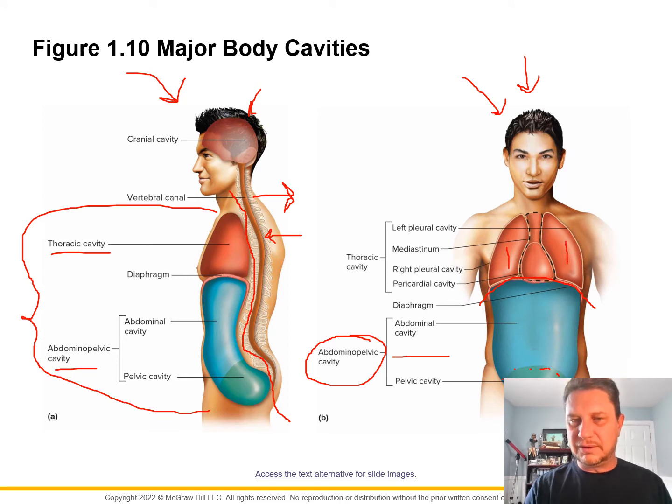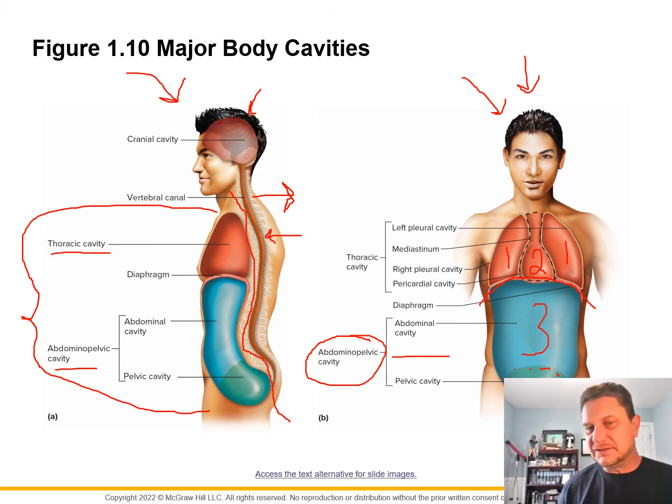So I have one on either side here for the lungs, the heart here in number 2, and then all of these together in 3. And we're going to see how these organs have a two-membrane system.